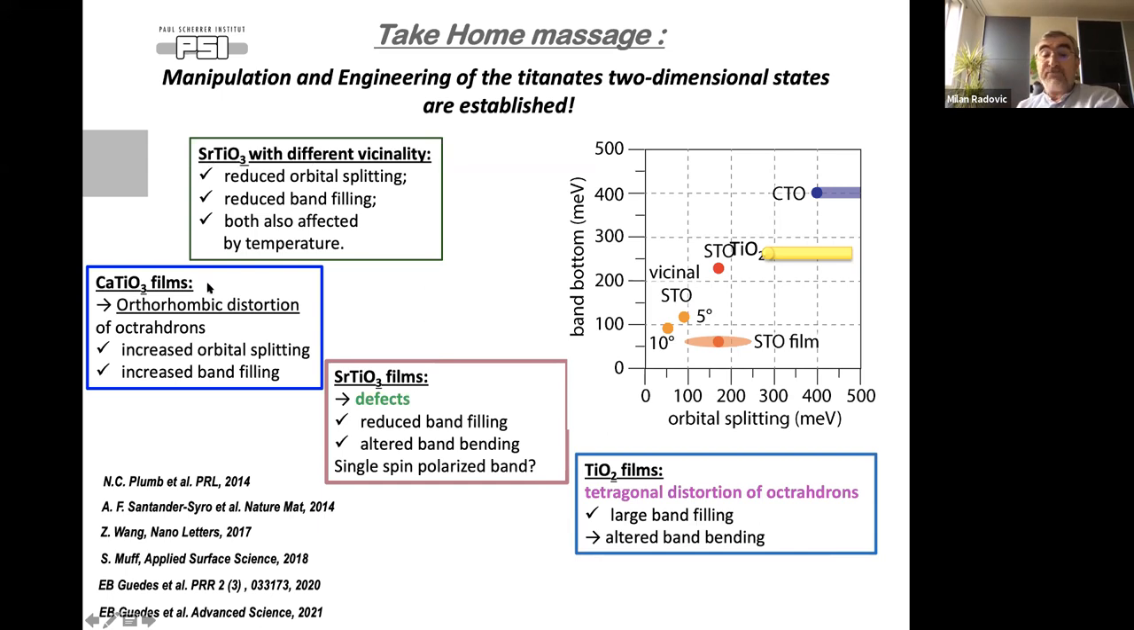We did this via substitution, starting from zero. Here I don't have anything, just a TiO2 film, and I add strontium to the system, or I change the strontium with calcium, and I'm able then to move the system by a very large amount with those two parameters.